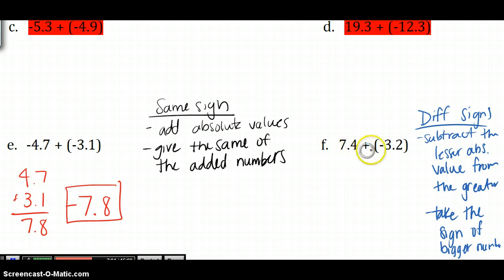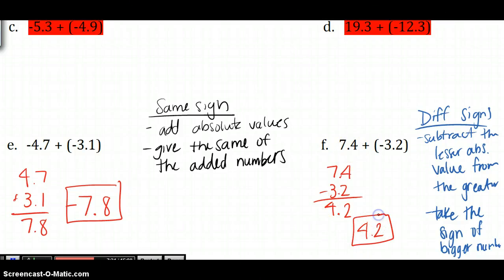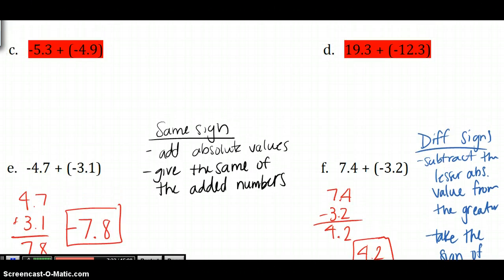So 7.4 plus a negative 3.2. Subtract the lesser from the larger absolute value. So we subtract these, we get 4.2. And then take the sign of the larger number, where our larger one was positive, so our answer is going to be positive 4.2. Now go ahead and do these 2 examples in your notes. Same sign over here, D is different signs.